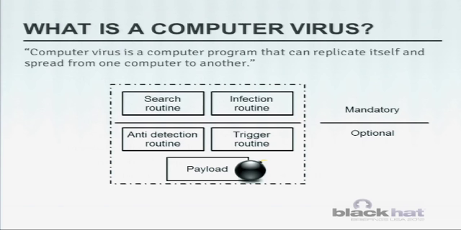As a quick introduction, people have defined computer viruses as simply a program that can replicate itself and spread from one computer to another. Very simple terms. There are a lot more complications, and we'll get into them soon. But to start, in a computer virus there are mandatory components and some optional components. A virus needs to find the target that it's going to infect, so it needs to search for it, and then it needs to do something with it.